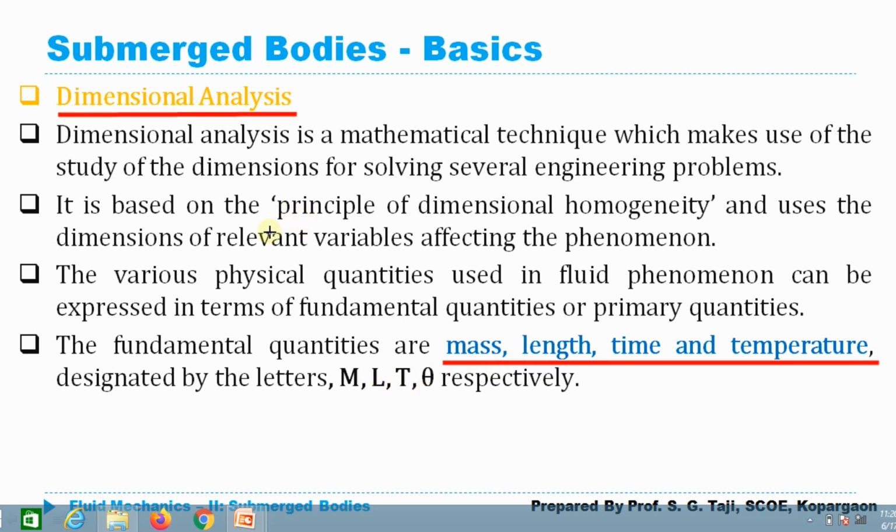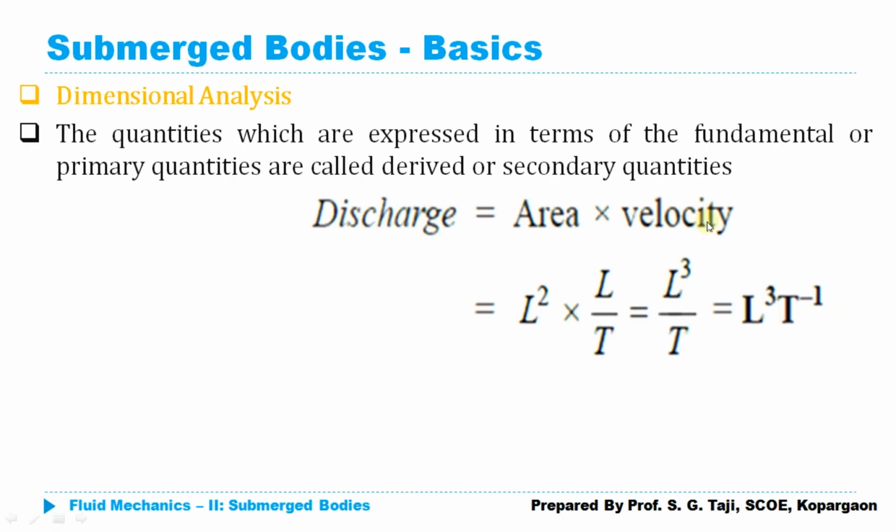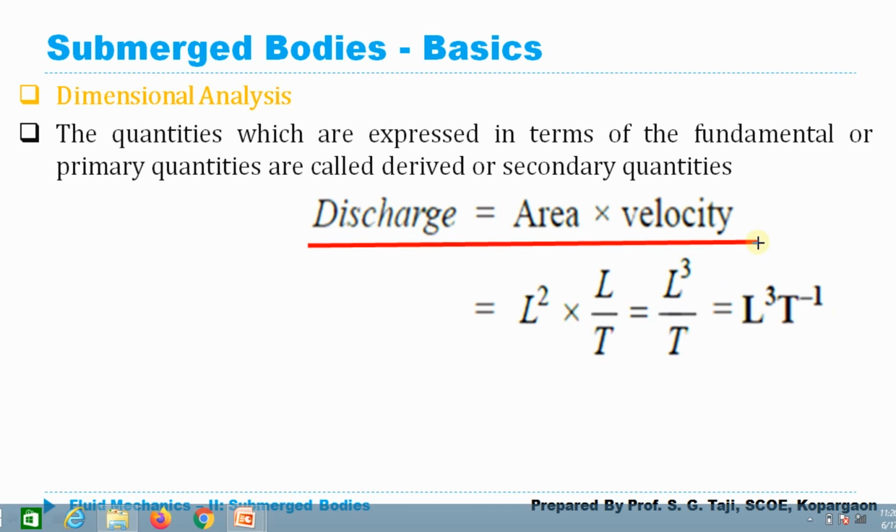This dimensional analysis is generally based on the principle of dimensional homogeneity, in which we make use of primary or fundamental quantities. If I am considering an equation of discharge, which is given by area multiplied by velocity, and I want to write it in terms of dimensions, I can replace area with length multiplied by length, that is length square, and velocity, whose unit is meter per second. Meter is again length, and second is time. So I'm writing all those terms in the form of primary or fundamental quantities, and I'm converting the expression into fundamental quantities, and this L cube T inverse is known as a secondary quantity or derived quantity.